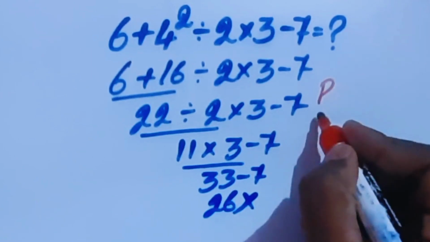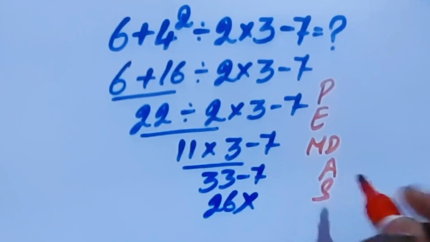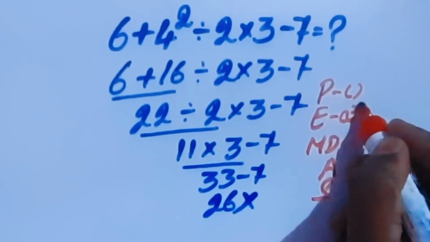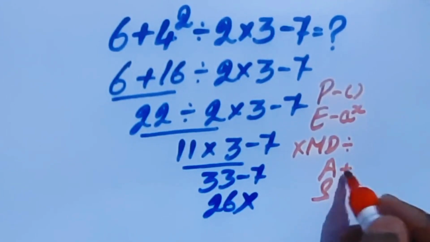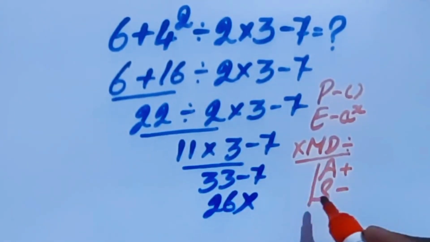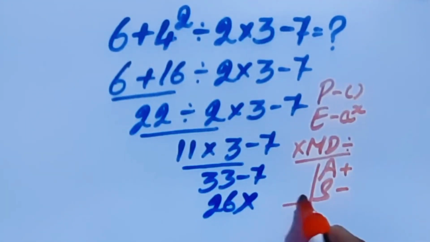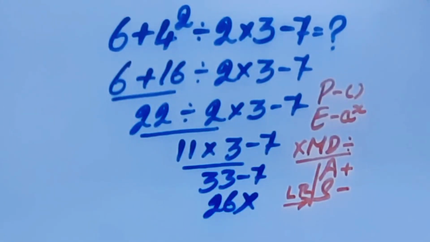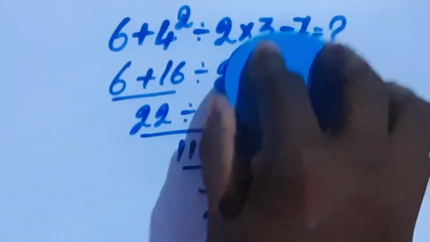Here we are going to introduce that PEMDAS rule from order of operations. Here this is a bracket, this is exponent. M stands for multiplication, D stands for division, A stands for addition, S stands for subtraction. Here multiplication and division are equal priority. Also addition and subtraction are equal priority. For this equal priority, we are going to introduce another rule called left to right. Now we are going to solve this problem in the correct way by using this order of operations PEMDAS.